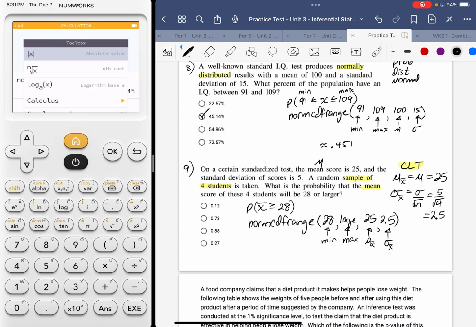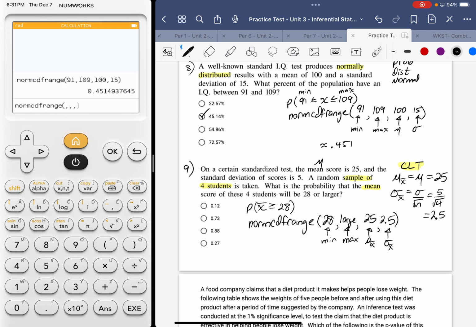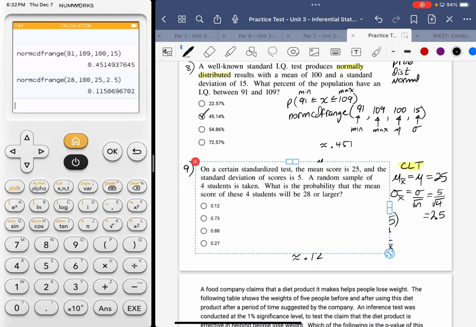All right. So again, I'm in the toolbox, go to probability, distributions, normal, and then norm CDF range. I'm going to put in my low bound, 28, my upper bound, something large, 100, I guess. Then 25, then 2.5. Lock it in, hit OK. And you get this number here, which amounts to about 0.12. So we have an answer.